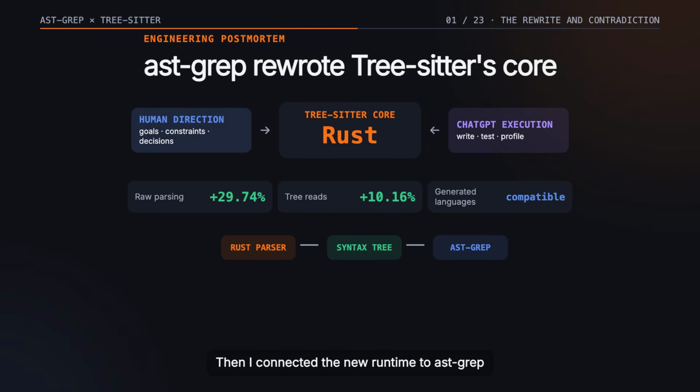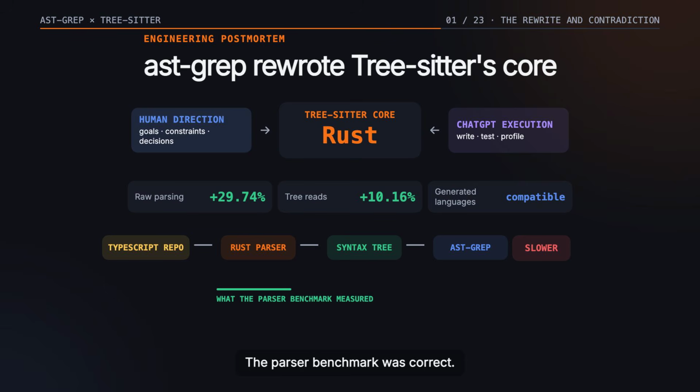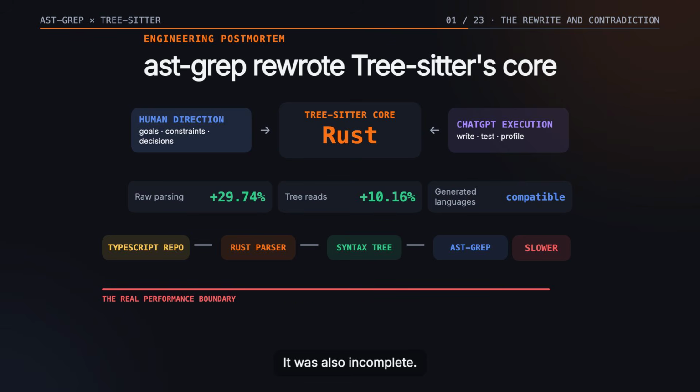Then I connected the new runtime to ast-grep and ran it across a real TypeScript repository. The application became slower. The parser benchmark was correct. It was also incomplete. This is the story of how a successful parser optimization failed at the application boundary and what it took to make the improvement real. To explain why, we first need to look behind the headline.